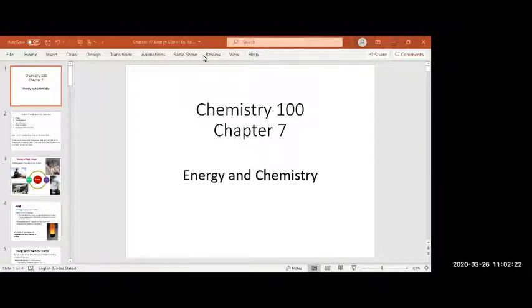Chapter 7, talking about the energy of chemistry and heat. We have the first part of this chapter. It has already been talked about in chapter 1, so we will just go quickly through it. We will just focus on the enthalpy and the stoichiometry.